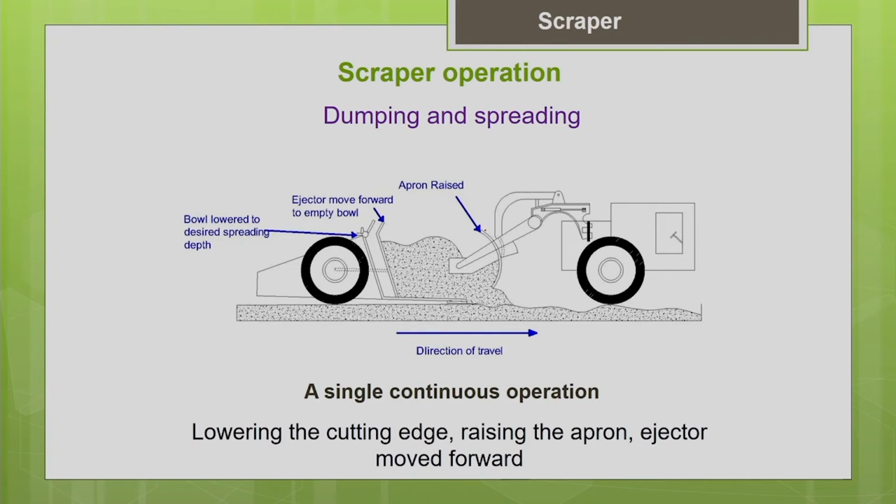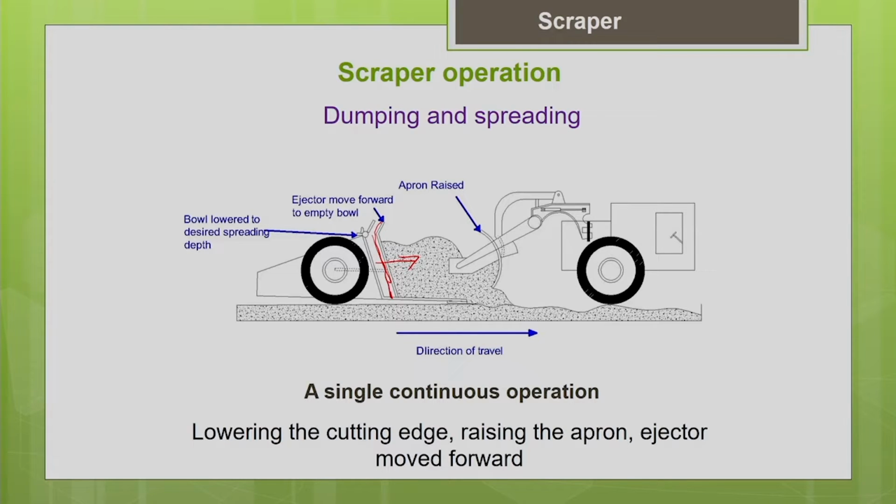Now, raise the apron. To facilitate the outflow of the material, you have to move your ejector forward. So, this is your ejector, you have to move it forward. As you slowly move it forward, you can eject the material out of the bowl, so that I can do the dumping and spreading in one operation, one step.